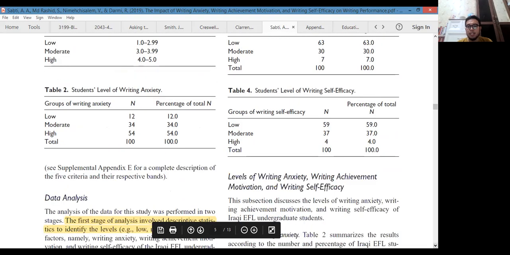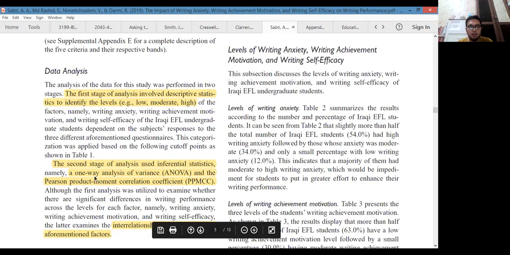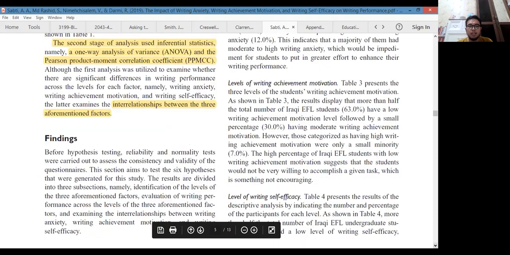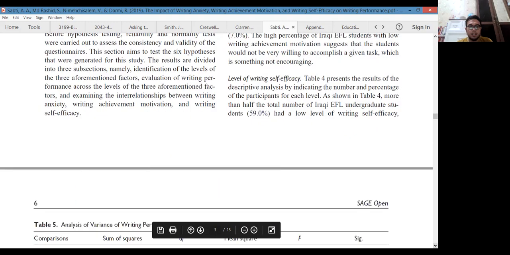And then the second stage, they use one-way analysis of variance, or ANOVA, and the Pearson product moment correlation coefficient, to know the interrelationship among those 3 factors. And then these are the findings. As you can see, the table for each of the factors shows the percentage.